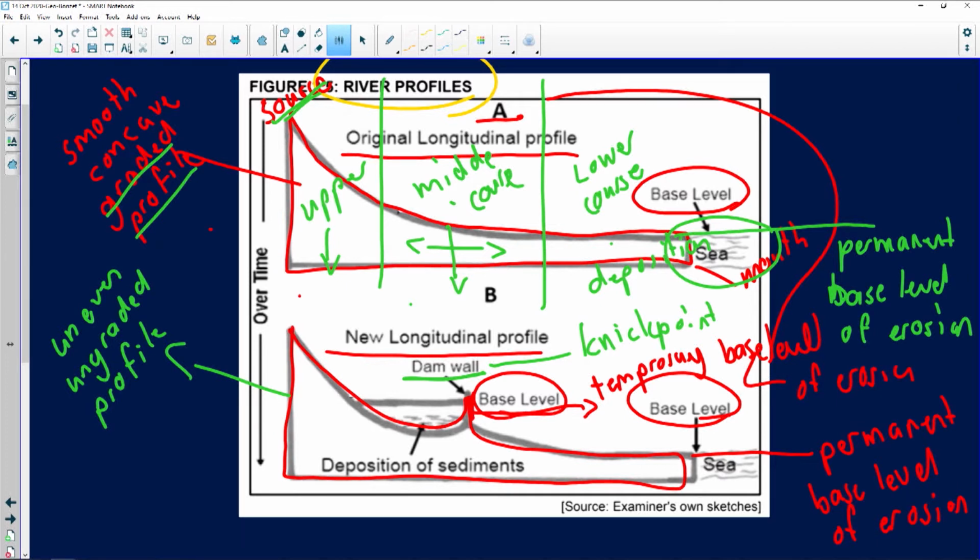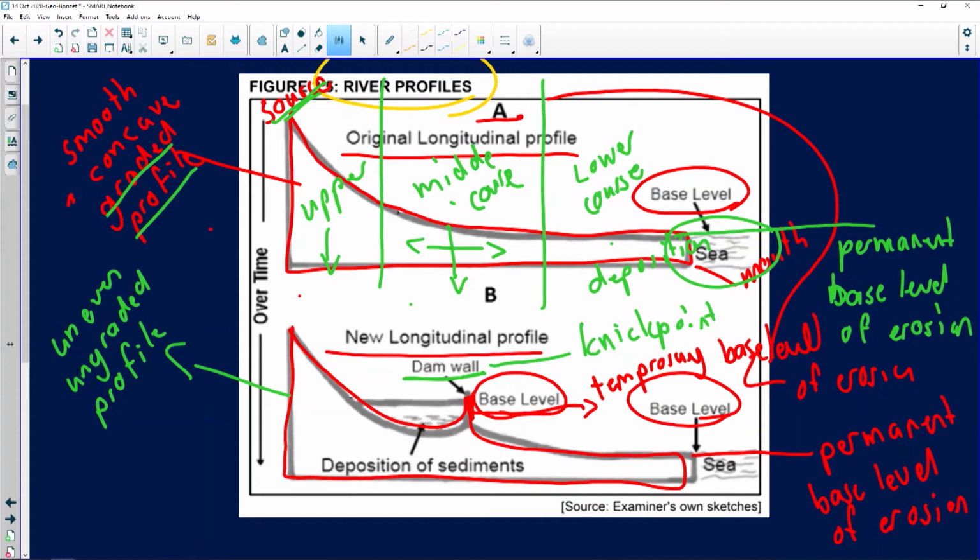So it means what basically is going to happen over here. I've mentioned the reason why it's so beautifully concave with the graded profile is because there's an equilibrium. You know, the erosion and deposition cancels each other out, or basically same effect. But now with the dam being created, we might experience more erosion, or we experience more deposition. Or deposition is taking place where it shouldn't take place with a normal longitudinal profile. So the dam wall is being created right up in the middle course.